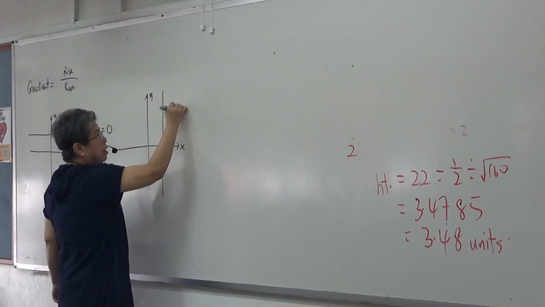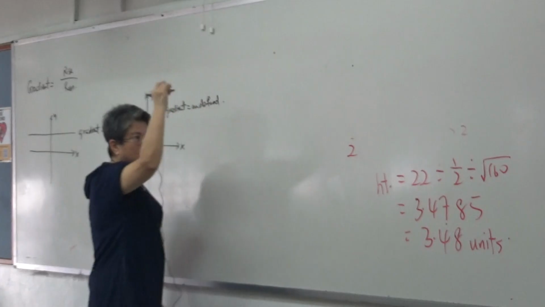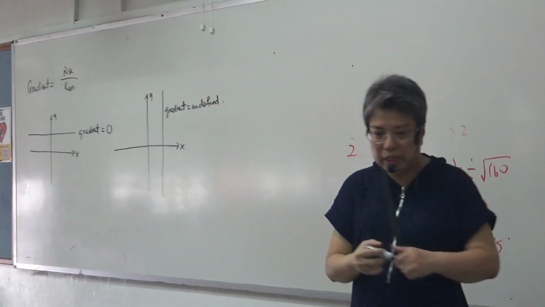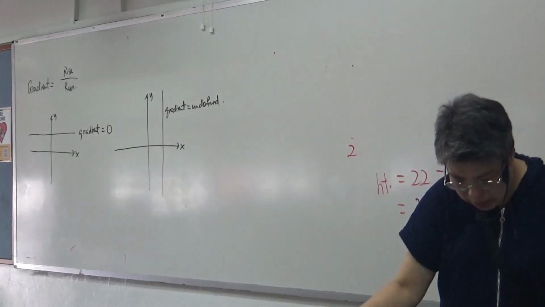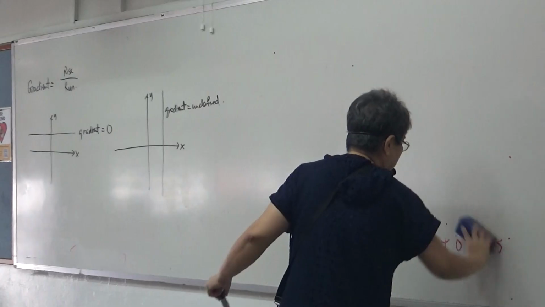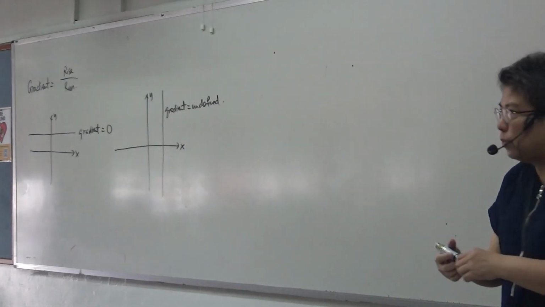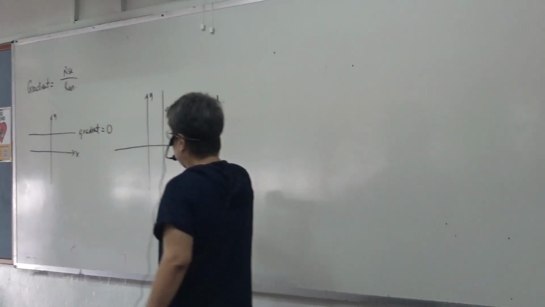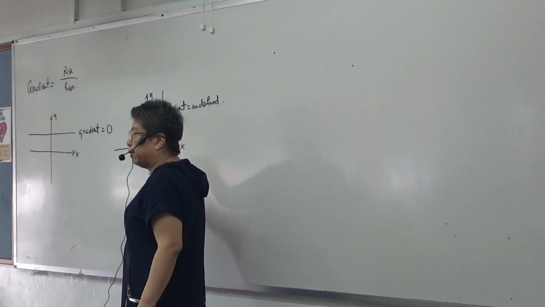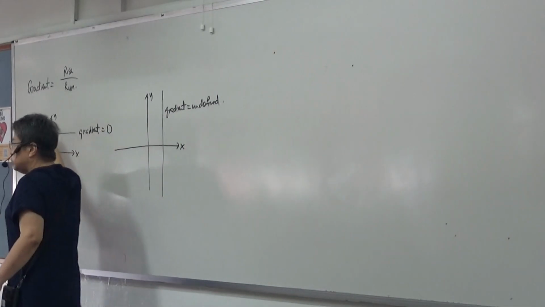This is a vertical line. The gradient is undefined. Okay? Vertical line, the gradient is undefined. Alright? Now, how come undefined? Can you imagine if you have a bicycle, you want to cycle up, you can never cycle up, you will fall down due to gravity. Correct? But this one you can zoom cycle.